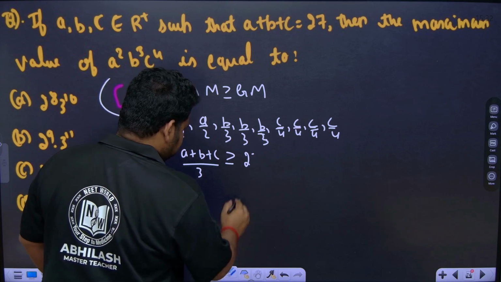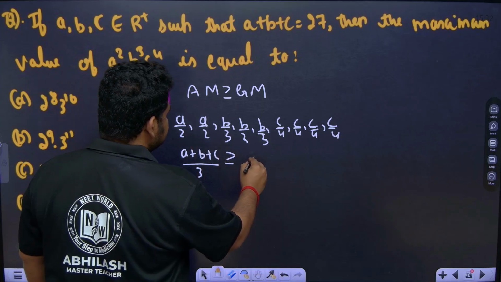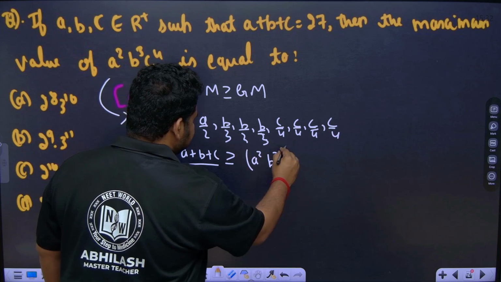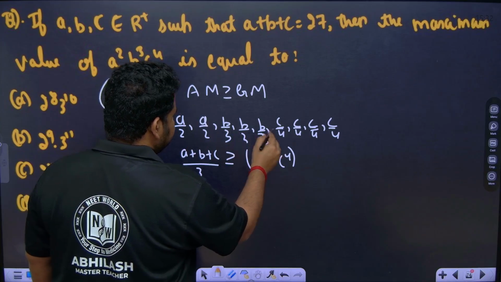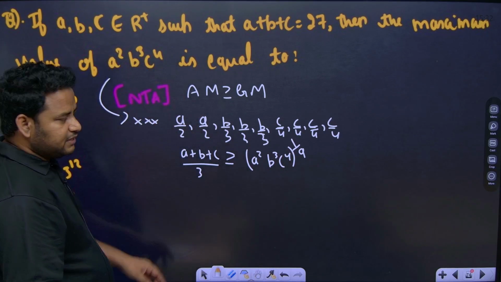Not 27. This should be the geometric mean. Geometric mean is A square B cube C4. The number of terms is how much? 1, 2, 3, 4, 5, 9. This will be 1 by 9. Yes. Clear? 1 by 9.